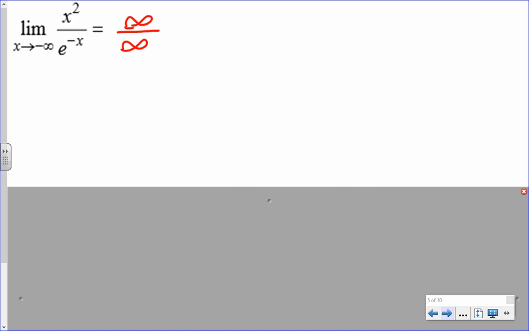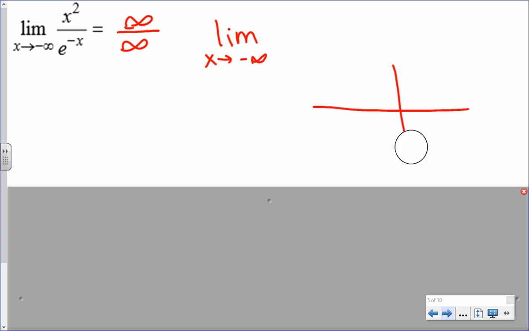So can we use L'Hopital's rule? How's that not 0? Isn't that 0? Because it's negative infinity, so it'd be... Oh, it's negative infinity. Yeah, it's a negative, it's not a 0.